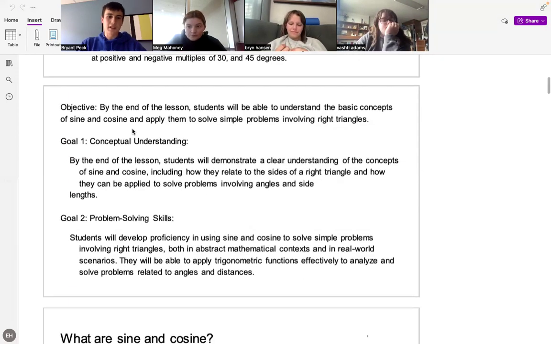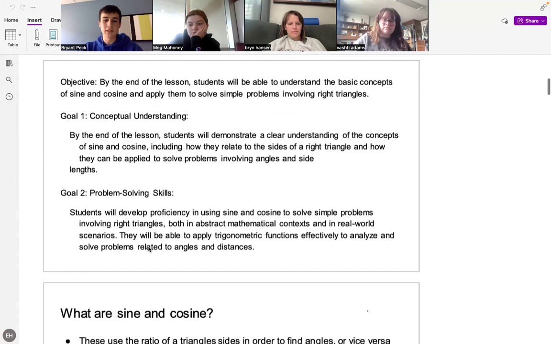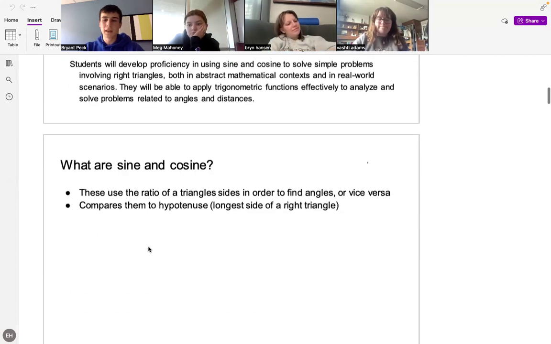So our objective for today is that by the end of the lesson, we should be able to understand the basic concepts of sine and cosine and apply them to solve simple problems. So our goals are to understand the concepts and the basic meanings of these things, and then building off of that, we're going to break down our problem solving skills and try to apply this to a few examples that we haven't really seen before.